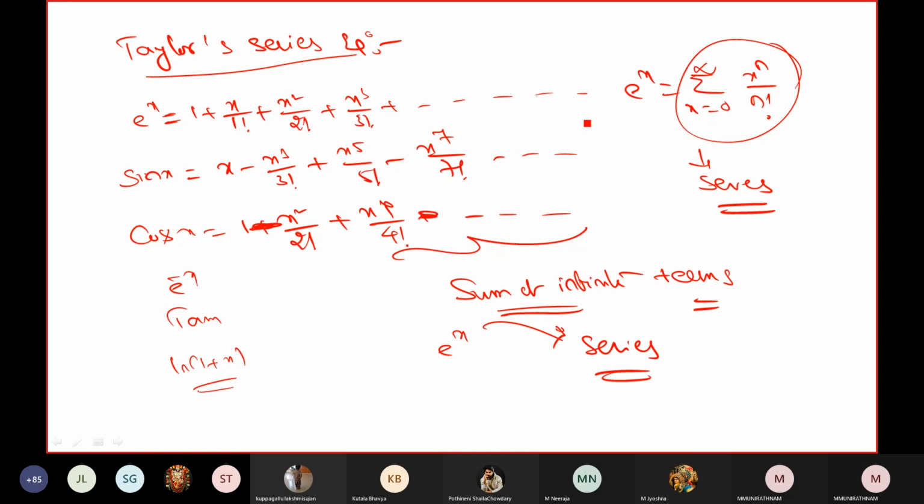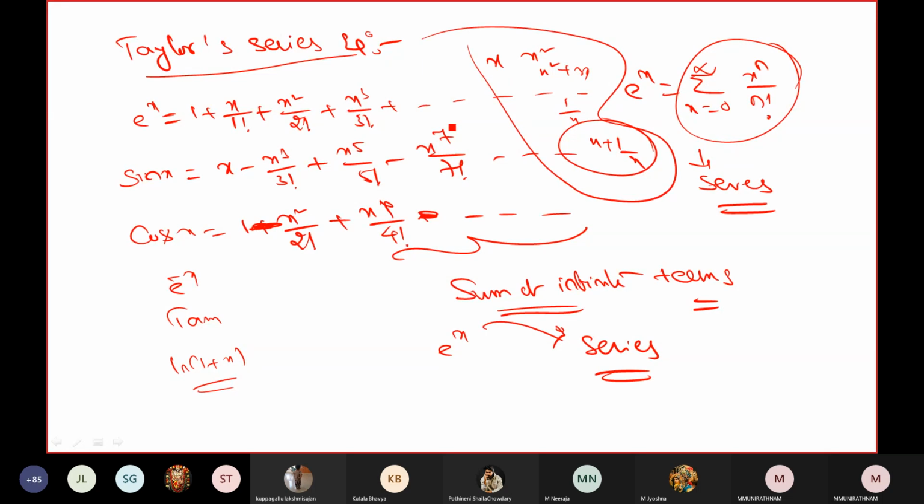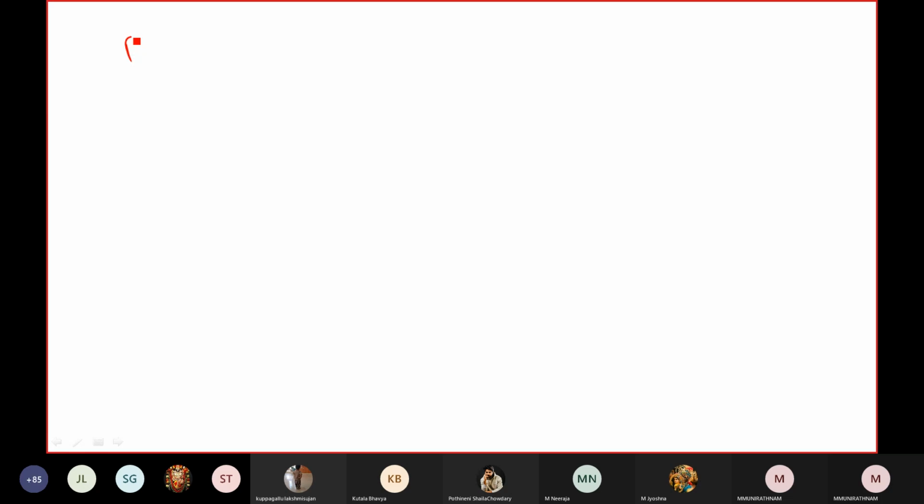Not only e power x and sin x, but whatever function we take, like x square plus 3x, or 1 by x plus 1, how will it be converted into a series expansion, a sum of infinite terms? That is what today's class is about, and that will be nothing but a power series.